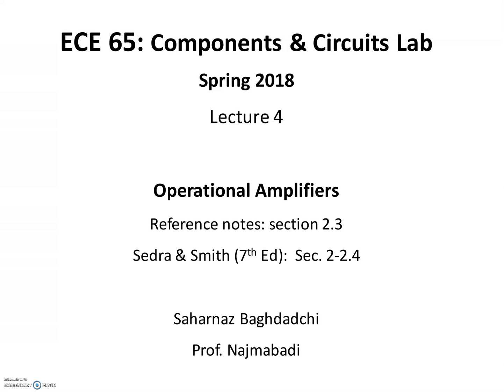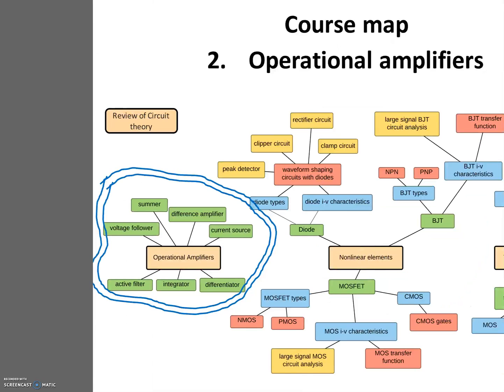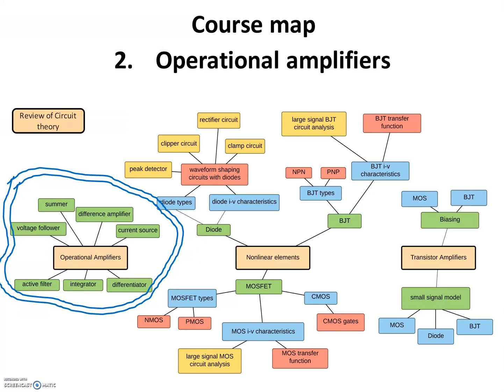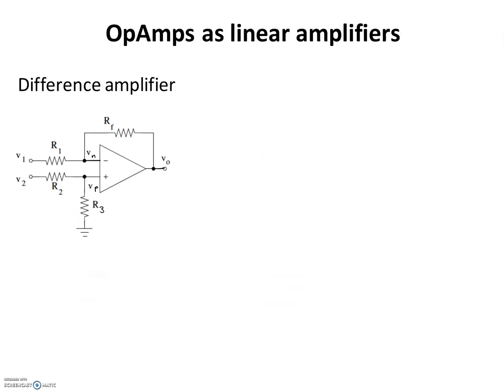Hello everyone. So today we're continuing our topic of operational amplifiers and their application as linear amplifiers. We're going to look at op-amp circuits that are used as a difference amplifier and the op-amp circuits that are used as current sources. So the first linear amplifier that we're going to look at today is a difference amplifier. This op-amp circuit amplifies the difference between signal V2 and voltage signal V1.